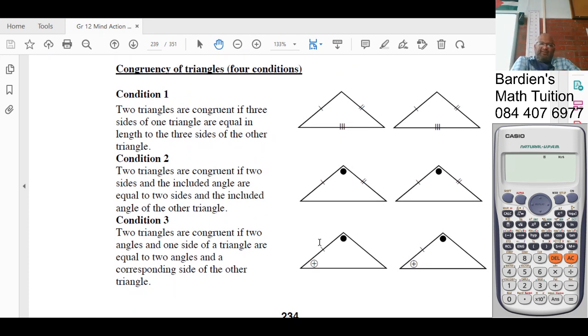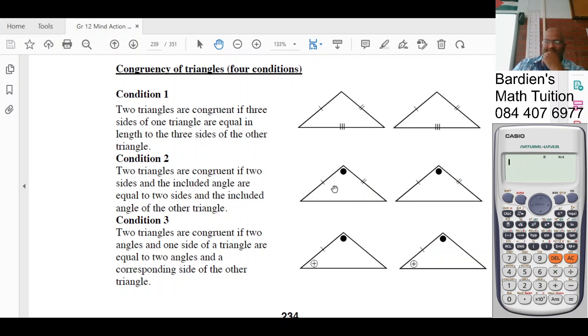Okay. Then we get your congruency. There are four conditions for congruency: side, side, side; side, angle, side; right angle, hypotenuse, side; and angle, angle, side. Those are the four cases for congruency. The one case, however, if you have two lengths, it must be the included angle. If it's not the included angle, it is not enough to conclude congruency. Okay, you guys understand it?